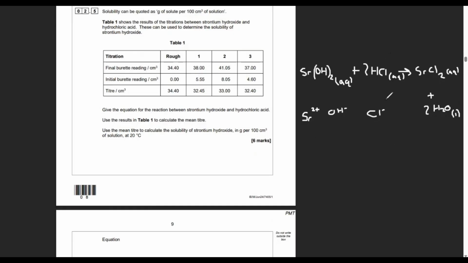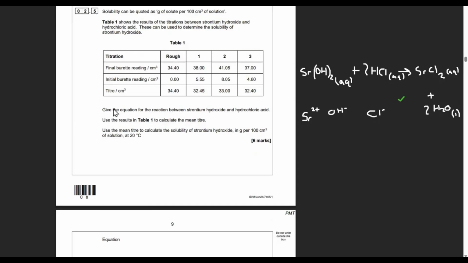Okay, so what have we got going on? We have the equation, so that's going to give us a mark for that lovely equation over here on the right-hand side. We're now going to use that. We're now going to calculate the mean titre. Let's do that bit next.